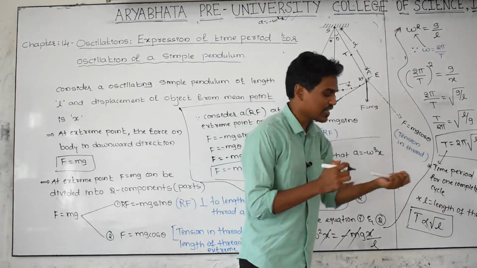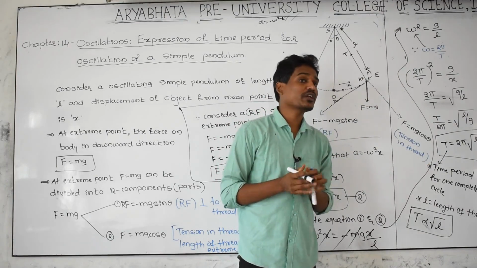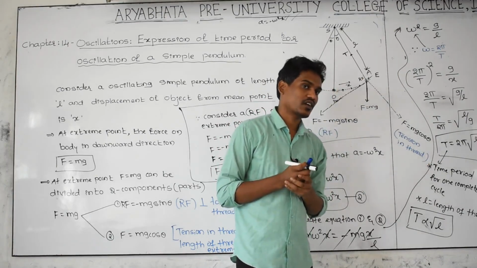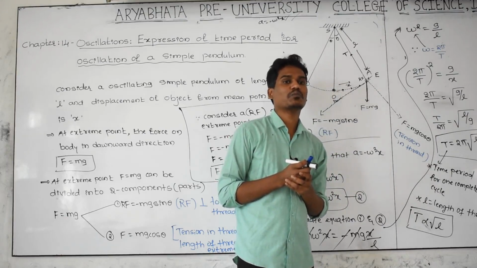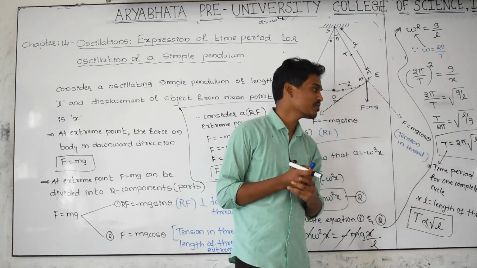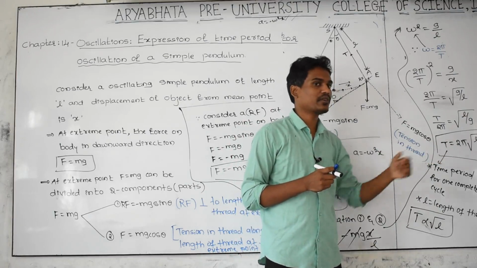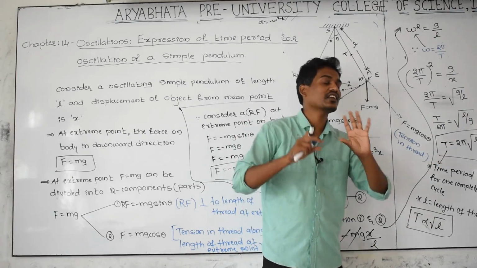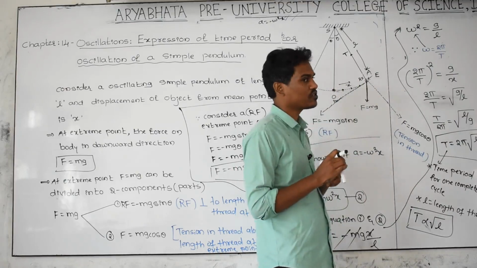What is the capital T? Capital T is nothing but the time taken by the body to complete 1 cycle. How to find out the time taken by the simple pendulum to complete 1 cycle? That is T equal to 2 pi root of L by g. By using this formula it is possible to find out the time taken by the body to complete 1 cycle in case of simple harmonic motion, as in the simple pendulum case.